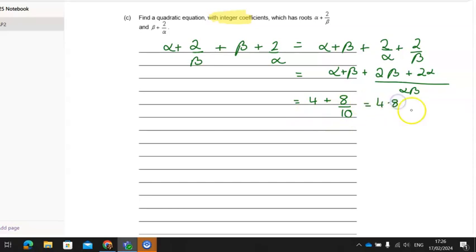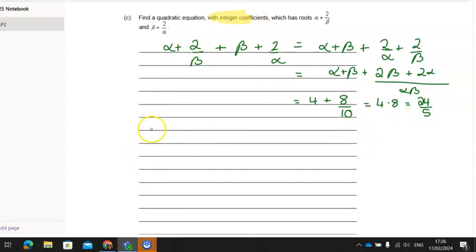But we're not messing about with decimals here. We need to get this in terms of fractions. So 4.8 is the same as... I want to say 24 over 5, but I'm just going to double check. 4.8, yeah, 24 over 5. Okay, so the sum of these roots now is 24 over 5.